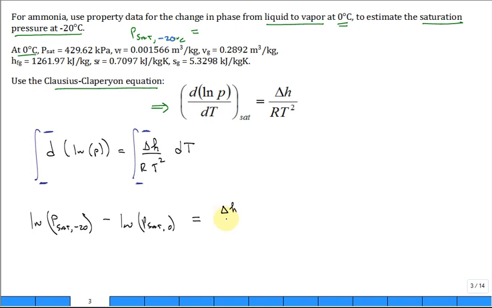Delta H and R come outside the integral. We just have now the integral of 1 over T squared dT. Professor, it's been a long time since I had to integrate, but this is -1 over T evaluated at those upper and lower limits, true? So what we're going to do is we're going to evaluate this. I'm going to do it this way. I'm going to put it like this.